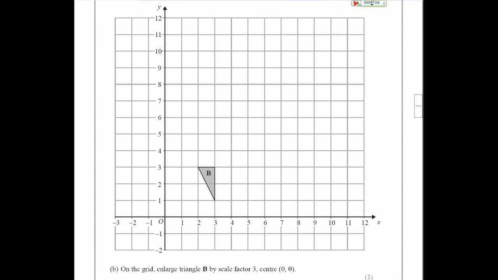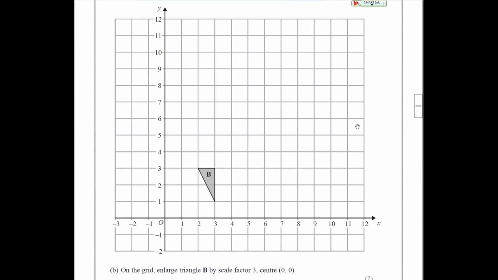Part B. On the grid, enlarge the triangle B by a scale factor of 3 with centre 0, 0. That is 0, 0. This is the shape that we're going to enlarge, triangle. We need to put where those 3 points are going to go once you've enlarged the shape. Let's do this bottom point first. You have to say from across, how do you get to that bottom point? So you go 1, 2, 3 across and 1 up.